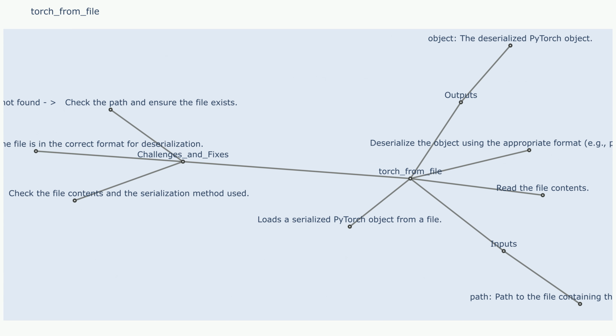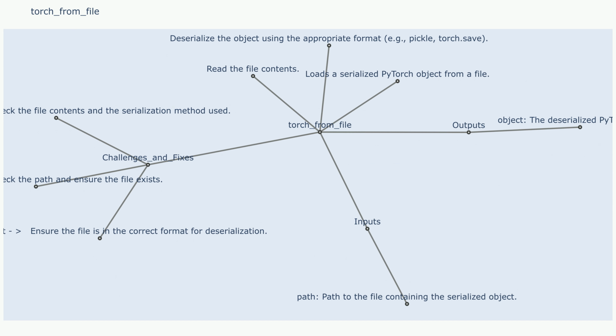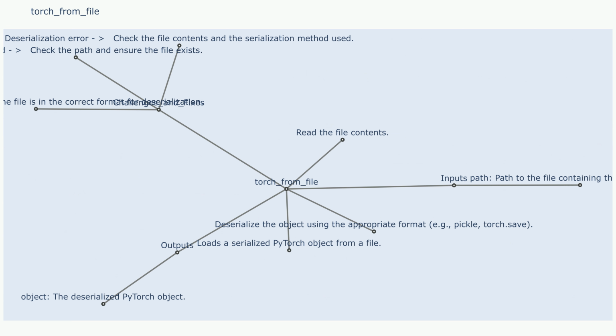Challenge 2. Data type mismatch. Sample use case that resulted in challenge 2: the data in the file is not in the format expected by the specified data type. Fixes to challenge 2: verify that the data in the file is stored in the correct format. Ensure that the specified data type matches the actual data format in the file.